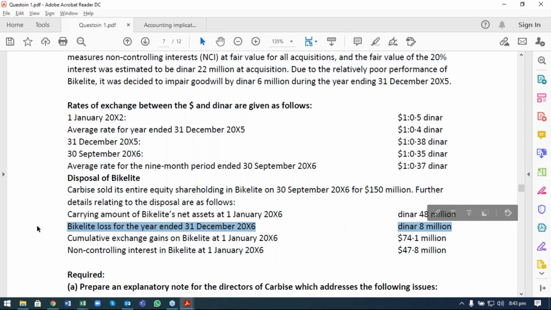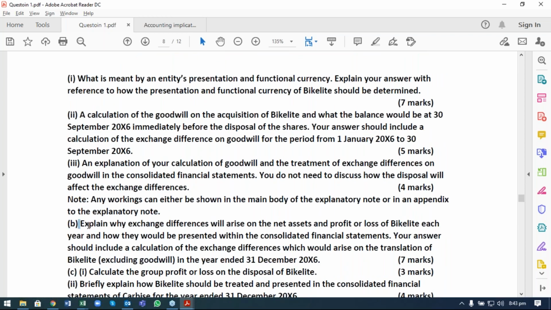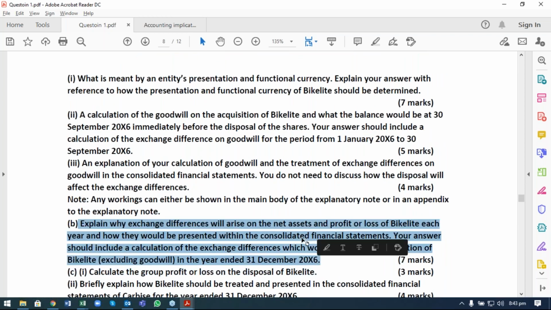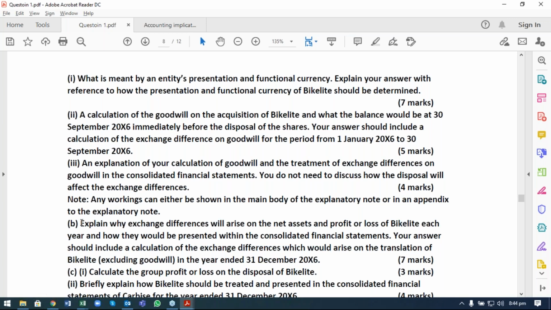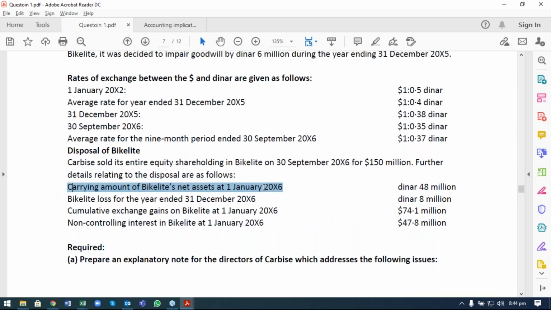So in this requirement, we need to make sure what was required. Every time you need to consider what was required. The question is asking you for exchange differences arising on net assets of Backlight. Your answer should include a calculation of exchange differences which would arise on the translation of Backlight excluding goodwill. So the carrying value of Backlight's assets on 1st January was given, that was 48 million dinars. Backlight's loss for the year ended was 8 million dinars. So that actually gives you the result.